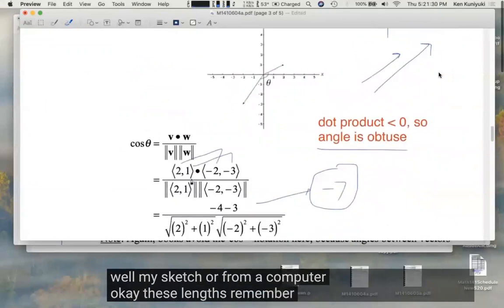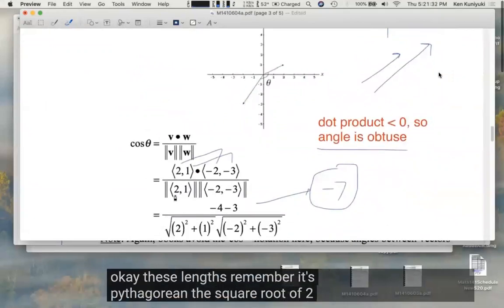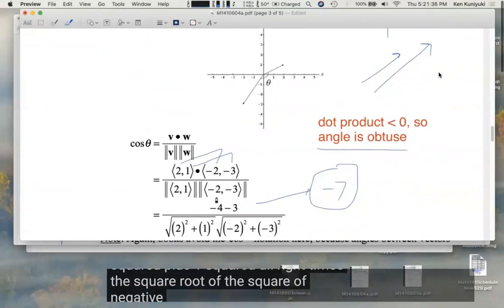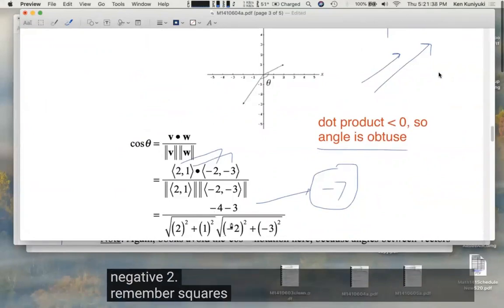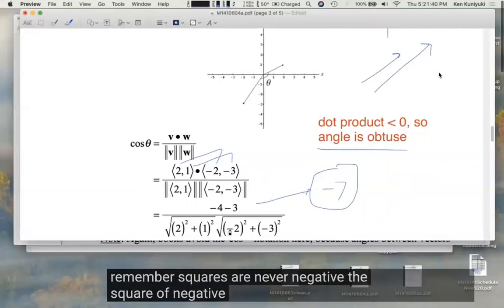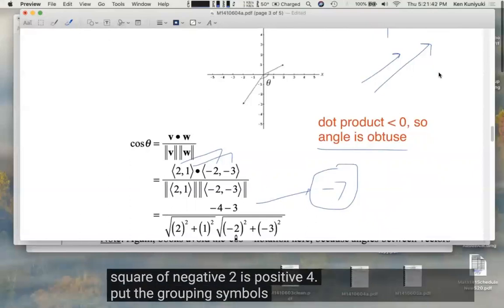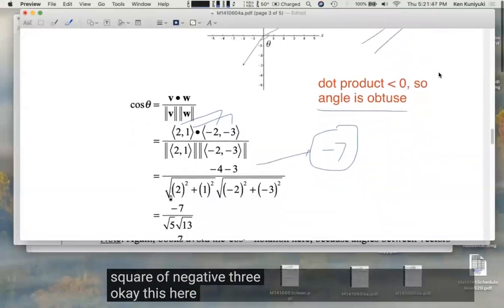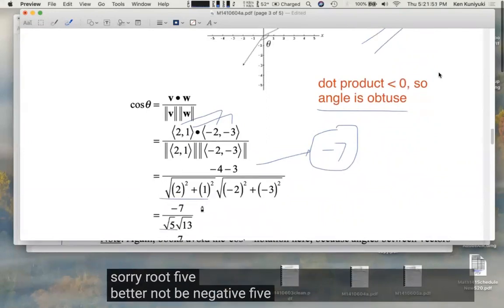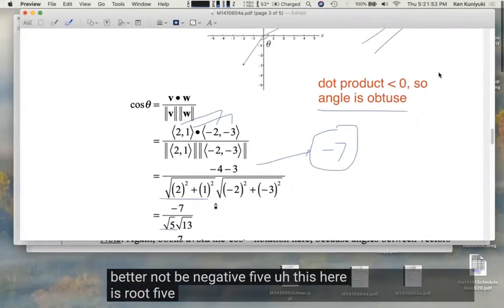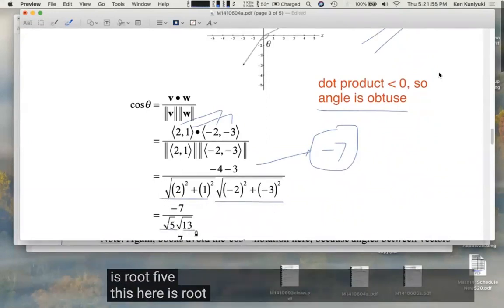Okay, these lengths, remember, it's Pythagorean. The square root of 2 squared plus 1 squared, times the square root of the square of negative 2, remember, squares are never negative, the square of negative 2 is positive 4, put the grouping symbols here, plus the square of negative 3. This here is root 5. Better not be negative 5. This here is root 13.